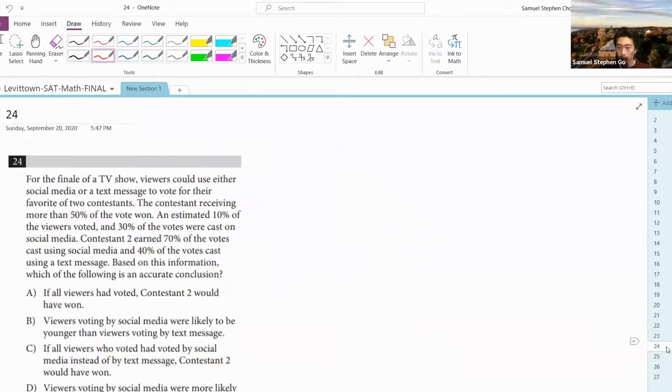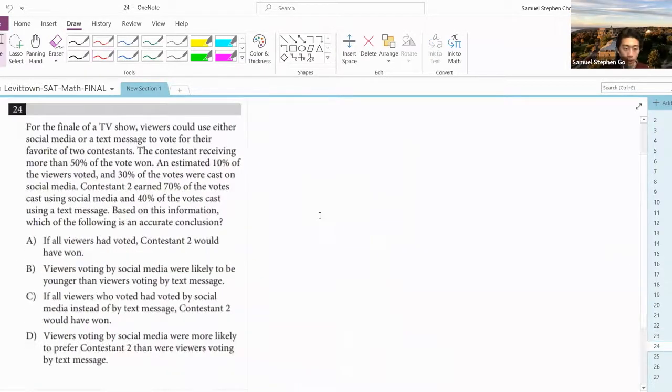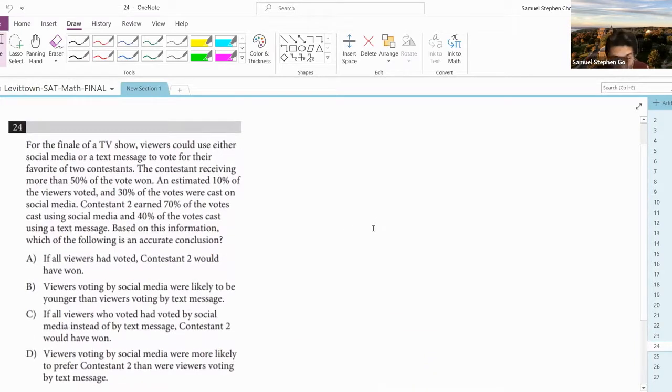All right, let's go to number 24. 24. This is a bit of a tricky question. If I were doing this on the actual exam, I probably would skip it first and then come back to it later. But we're here for about an hour and a half, so we're gonna go through this problem right now.